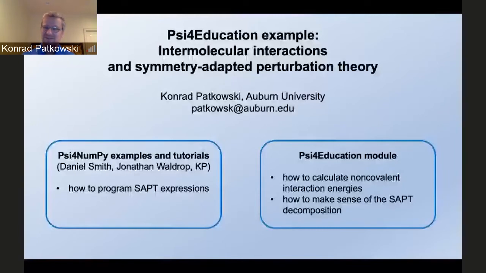I just wanted to help students learn how to calculate and interpret basic non-covalent interaction energies, both with supermolecular methods and with SAPT, and how to make sense of the results that we're getting. So there will be some graphs. Thanks to Laurie, there'll be a ternary diagram at the end, which I personally really like.